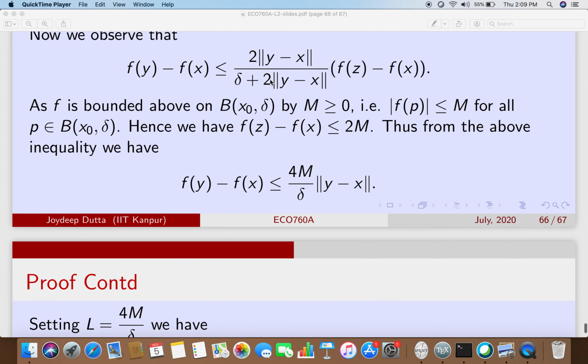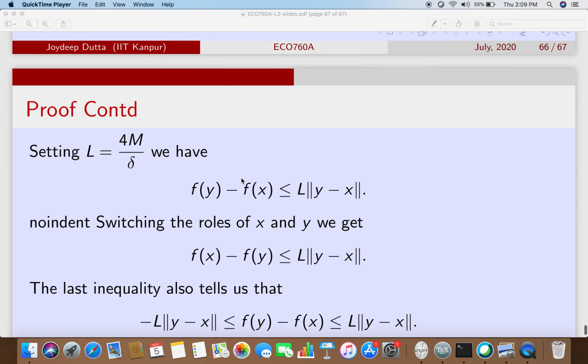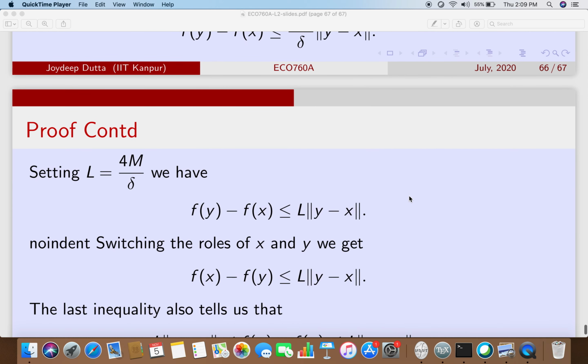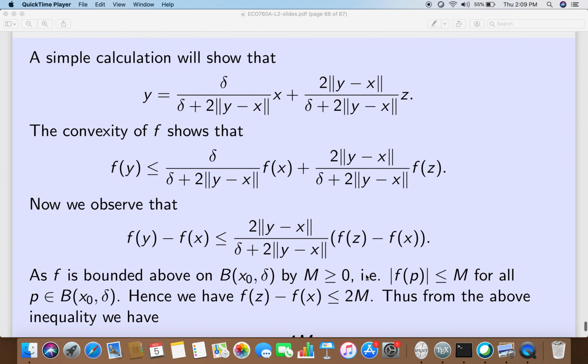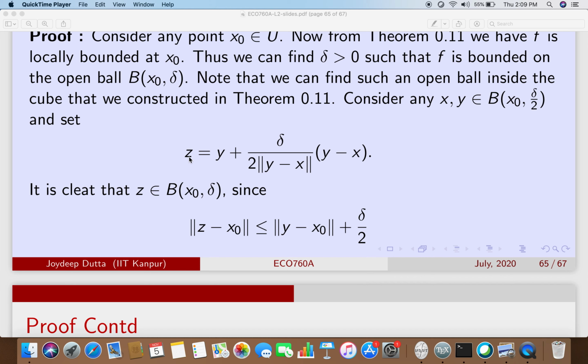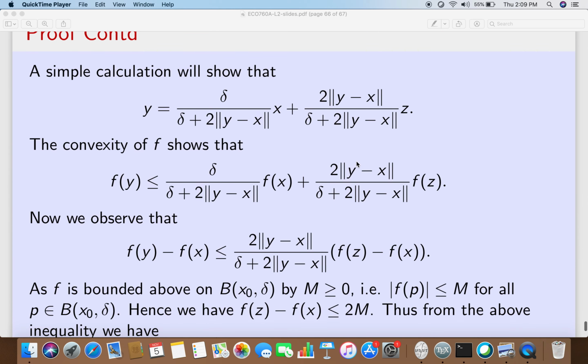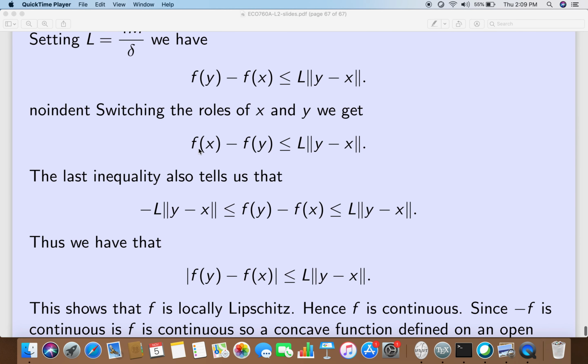So here we have 2 into 2m, which is 4m, divided by delta into norm y minus x, that is, this norm y minus x which is left. So we'll have this. Now if I switch the roles of x and y and make the same argument, I'll get the same result: f x minus f y is less than or equal to L times norm x minus y. Instead of y here, I just put x here and x minus y here. That's it.